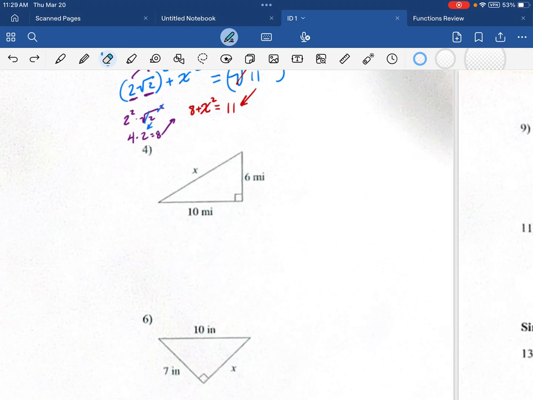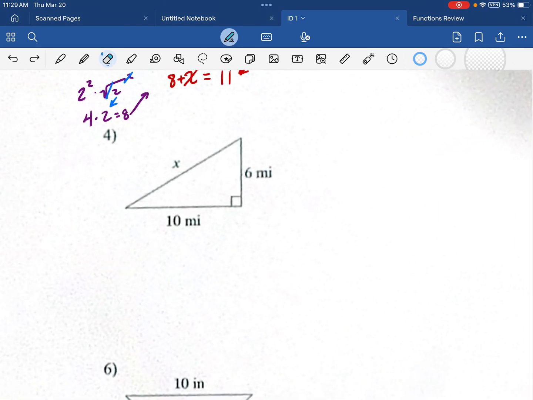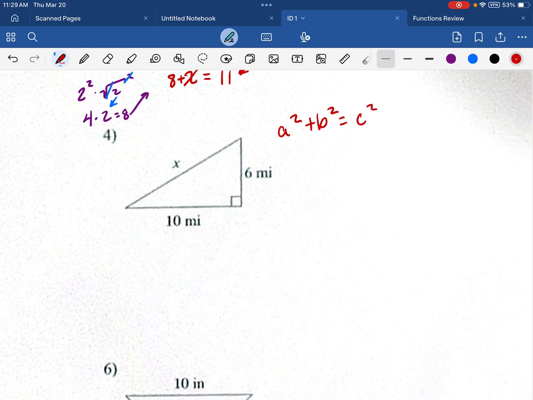Everyone. All right, I'm looking at problem number 4 on the review. This one has to do with the Pythagorean theorem. The Pythagorean theorem is a squared plus b squared equals c squared. Like we talked about in class, any side that is across from the square has to be c. Other than that, it doesn't matter which one you make a and which one you make b, but the one across from the square has to be c.